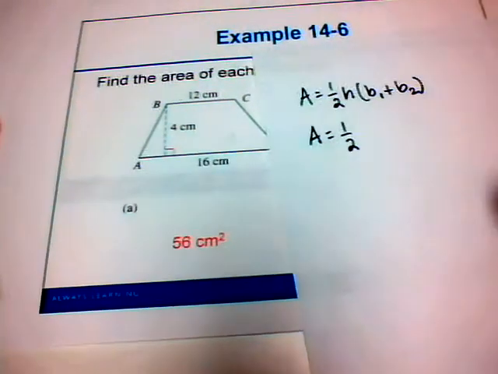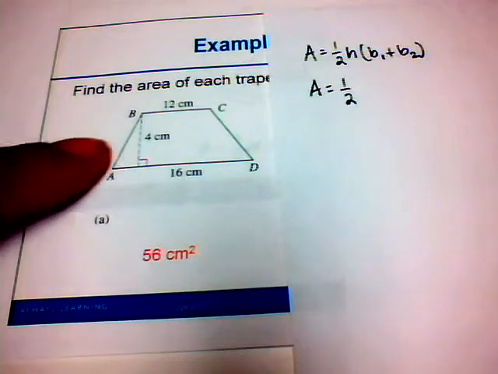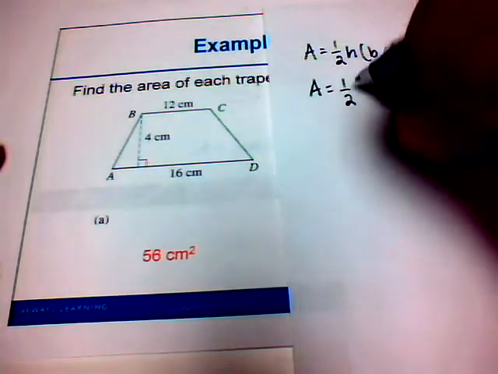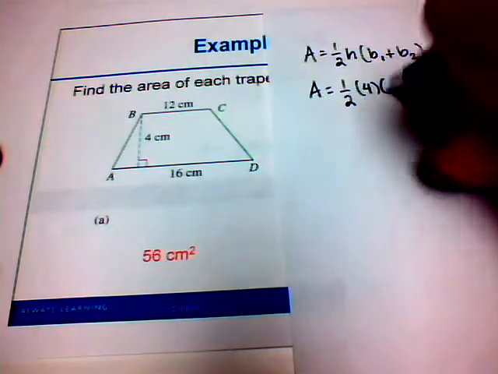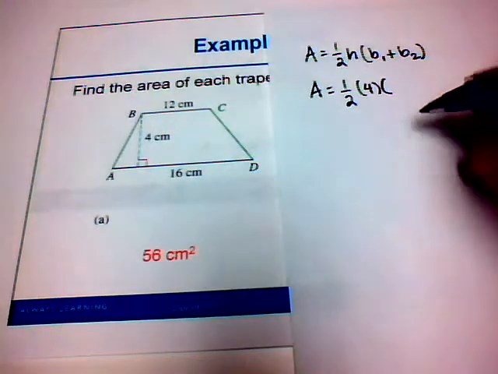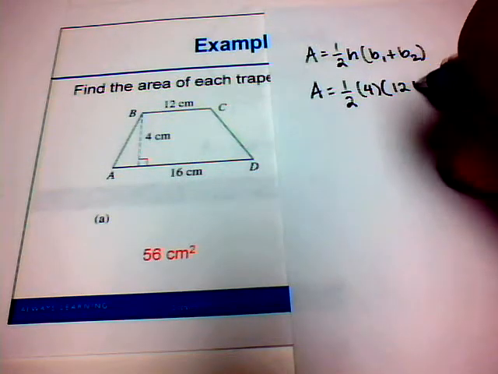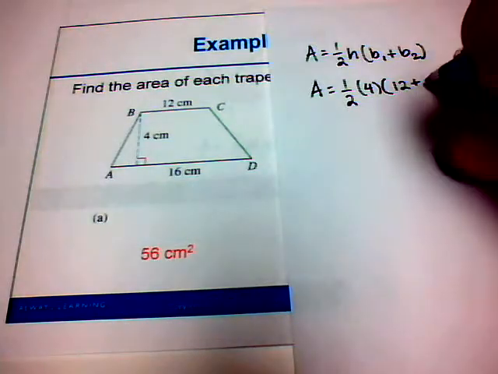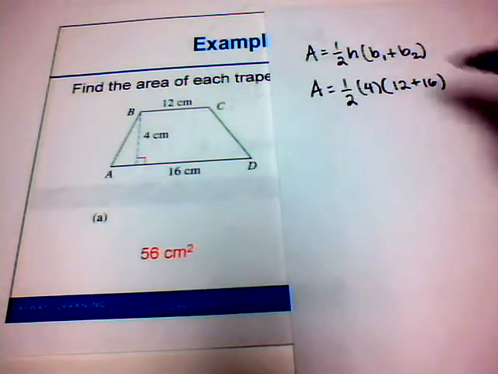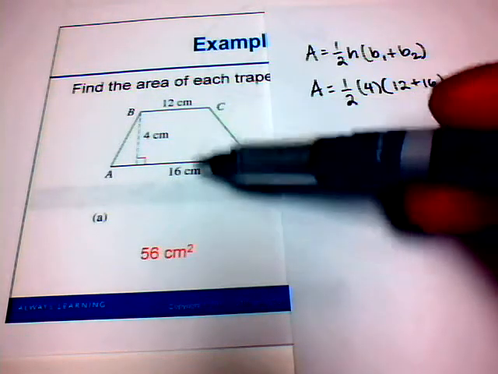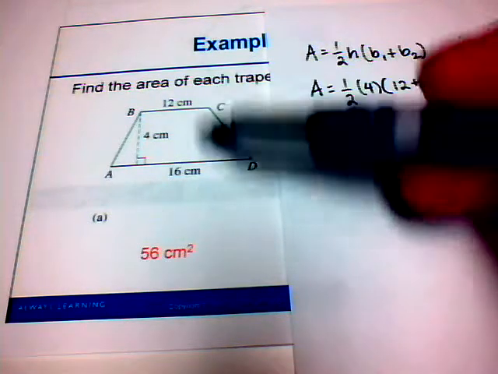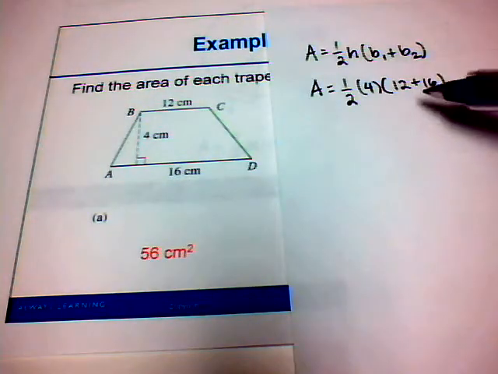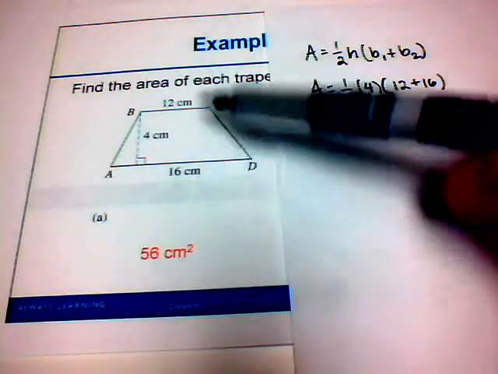So I have 1/2 times the height. In this case, the height is 4 centimeters, times B1, which is 12. I'm letting B1 be 12, and B2 be 16. Okay. Now you can let the 16 be B1 and the 12 centimeters be B2, but either way, you're going to have to add those two together, the sum of those two bases.